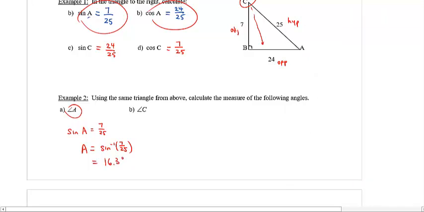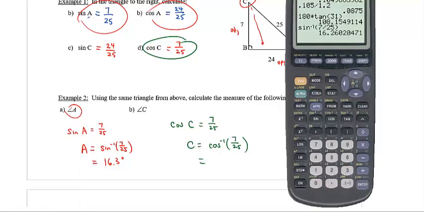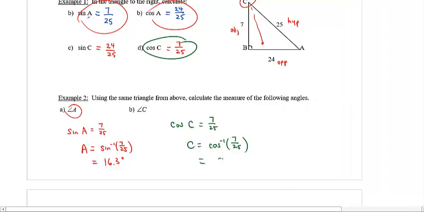Okay, do the same thing for angle C. This time I'm going to use the cosine one just to have a little bit of variety. Cosine C is 7 over 25. So angle C once again is the inverse cos, or cos negative 1, of 7 over 25. I'm going to use my calculator again. Second cos 7 over 25 and 73.7 degrees.